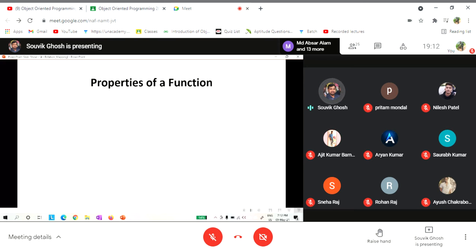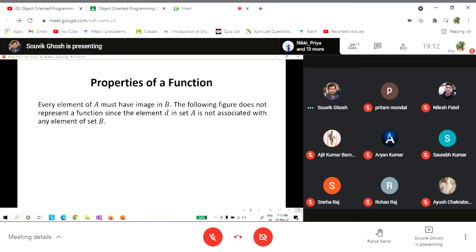Now we have some properties of a function. So what are the properties? The first property is every element of A must have image in B. So that means every element of A should be related to some element of B.